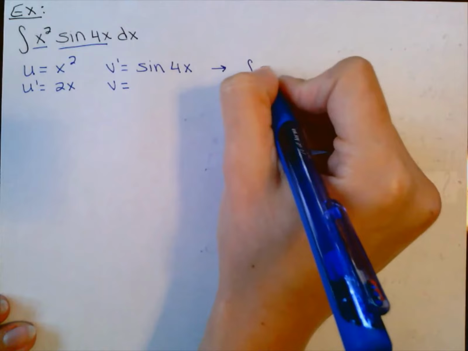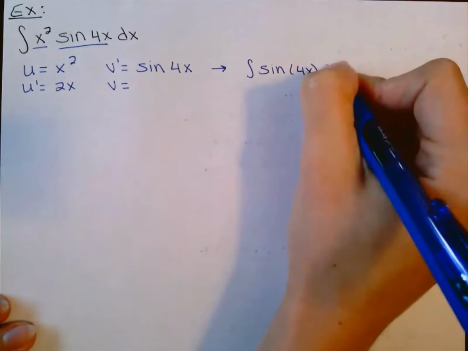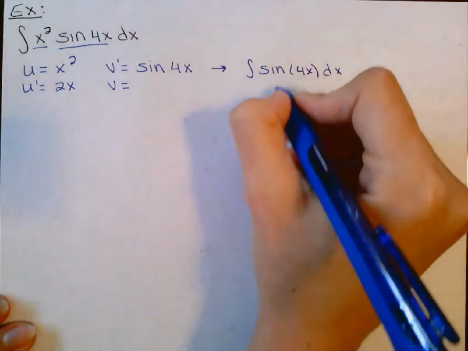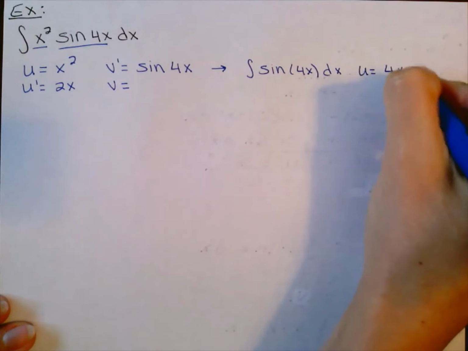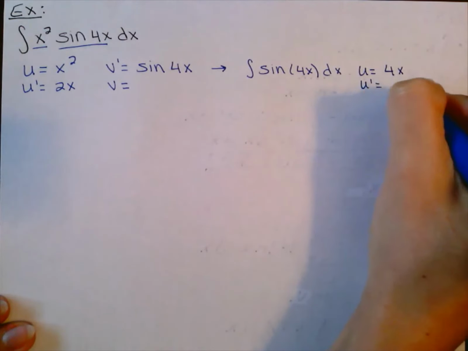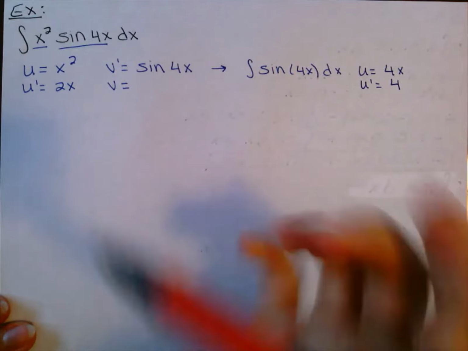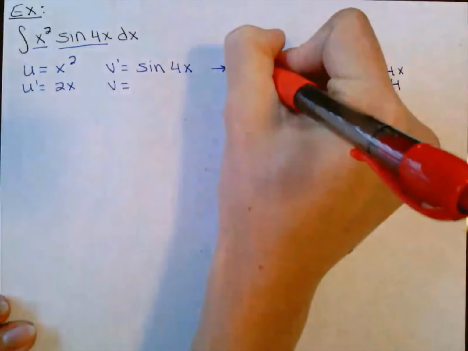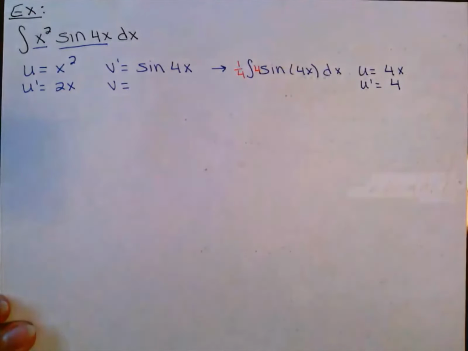The integral of sine of 4x is a u sub question, okay? Where my u is 4x and my u prime is 4, which means this is missing a 4 and needs a 1 over 4, okay?